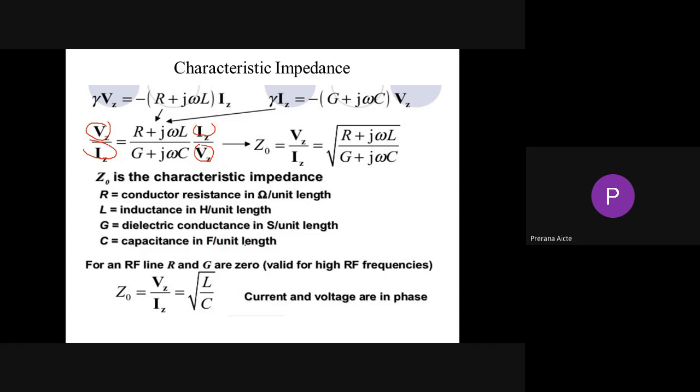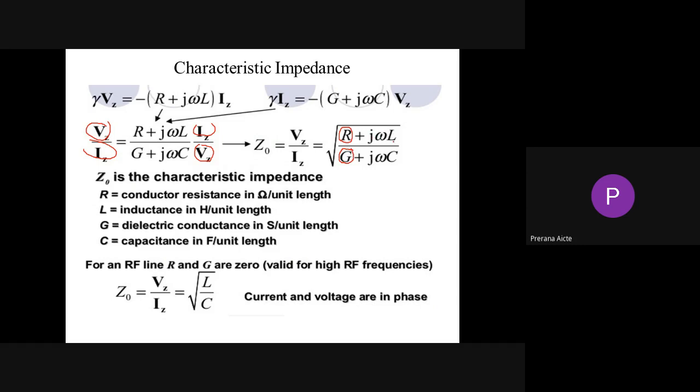Now, for a radio frequency transmission line, that is, a line transferring radio frequencies of 3 to 330 gigahertz, R and G are 0. So it is valid only for high RF frequency components. If R and G are equal to 0, what will happen? R is equal to 0 and G is equal to 0.